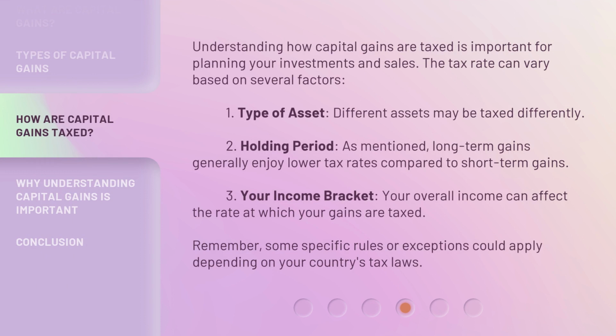Understanding how capital gains are taxed is important for planning your investments and sales. The tax rate can vary based on several factors. 1. Type of asset. Different assets may be taxed differently. 2. Holding period. As mentioned, long-term gains generally enjoy lower tax rates compared to short-term gains. 3. Your income bracket. Your overall income can affect the rate at which your gains are taxed. Remember, some specific rules or exceptions could apply depending on your country's tax laws.